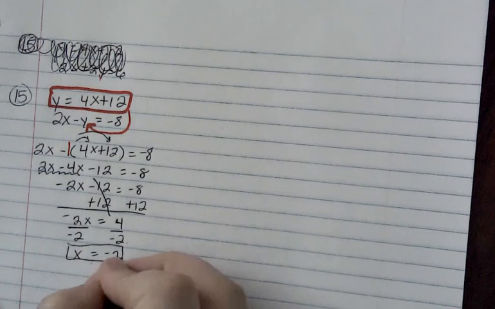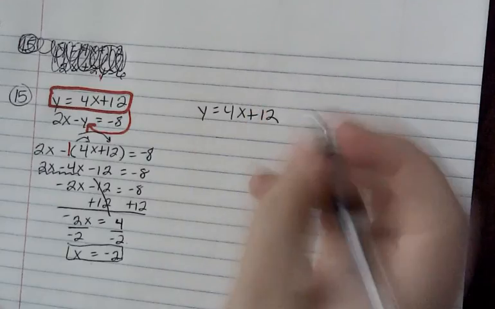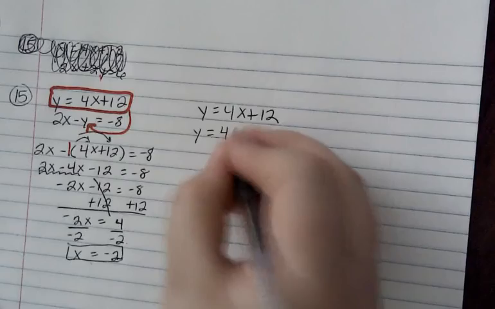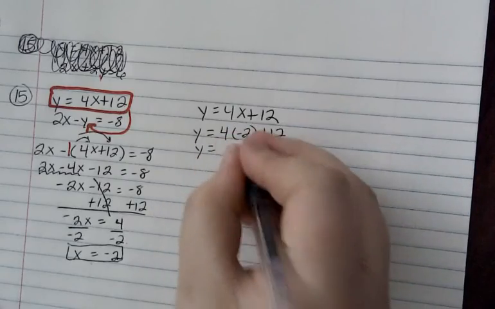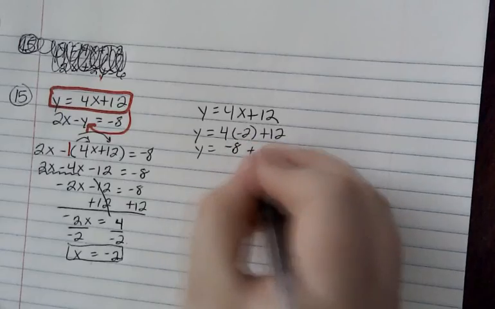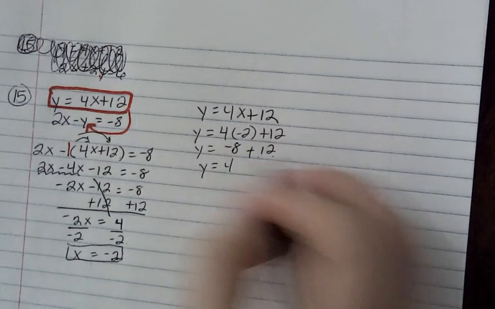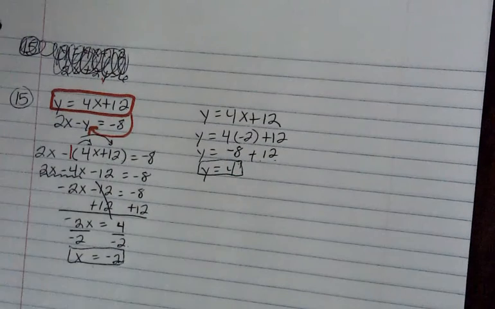Now I'm going to plug negative 2 in place of the x value of my boxed equation. So negative 2 in place of x. So 4 times negative 2 is negative 8. Negative 8 plus 12 is 4. So your answer on number 15 should be negative 2, 4.